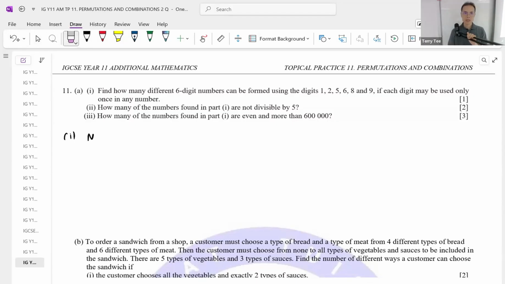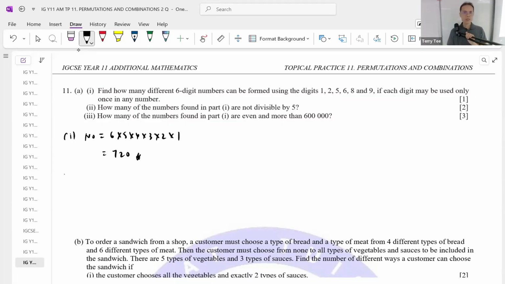So for me, I draw 6 boxes. 1, 2, 3. Oh, okay, so for the first one, no need to draw boxes. Can I write 6 straight away? 6 factorial, or 6 by 5 by 4 by 3 by 2 by 1. Yeah, you know it's 720, right? No need to use a calculator. 6 factorial is 720.